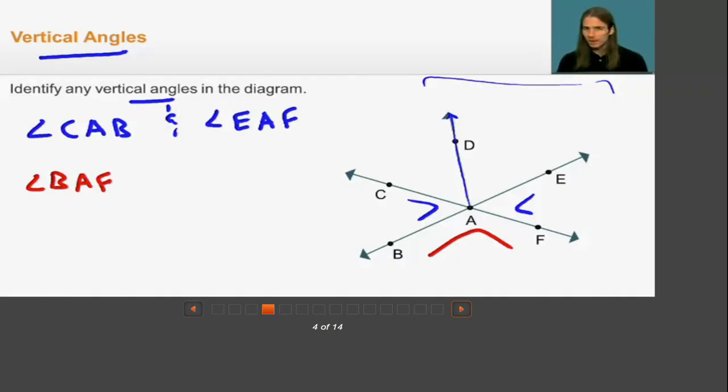And if you look closely at this diagram, you might be tempted to say, well, maybe CAD or DAE is the other angle in this pair. But that would be incorrect. We want to get the entire angle here, CAE, in order to have a vertical pair. And in this diagram, these are the only two pairs of vertical angles. So what you can do now is try to practice identifying vertical angles on your own.